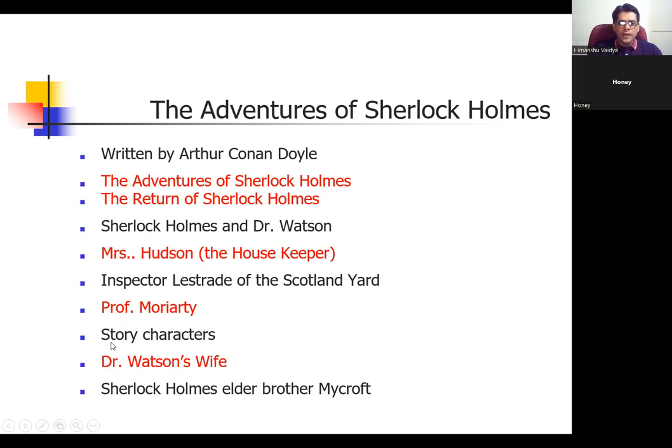And then there are story characters. In each story, there are characters who also come in based upon the story. Then towards the later part of Sherlock Holmes, Dr. Watson's wife makes an appearance in a few stories, but on the margins. And then we have Sherlock Holmes' elder brother, Mycroft. He also makes an appearance in a few stories. But these are all on the margins. The core characters are Sherlock Holmes, Dr. Watson, and Mrs. Hudson. They appear in every story.